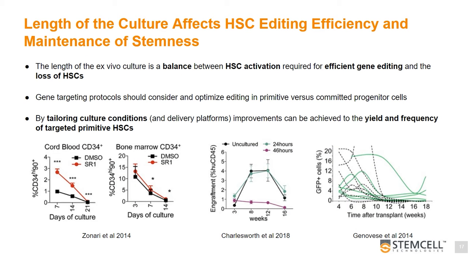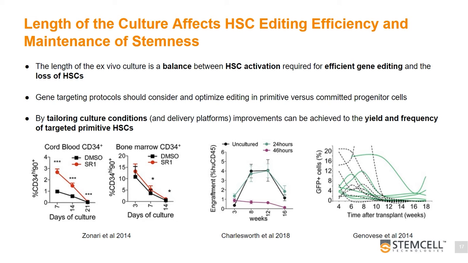But despite recent advances in ex vivo HSC culture methods and our ability to stimulate self-renewal, cell culture is still associated with a gradual loss of primitive cells. Therefore, the length of ex vivo culture is a balance between HSC activation required for efficient gene editing and the loss of HSCs. With general agreement in the field, the shorter, the better.